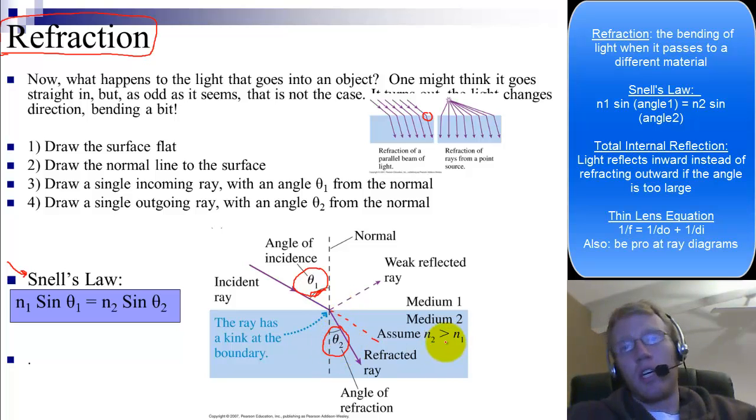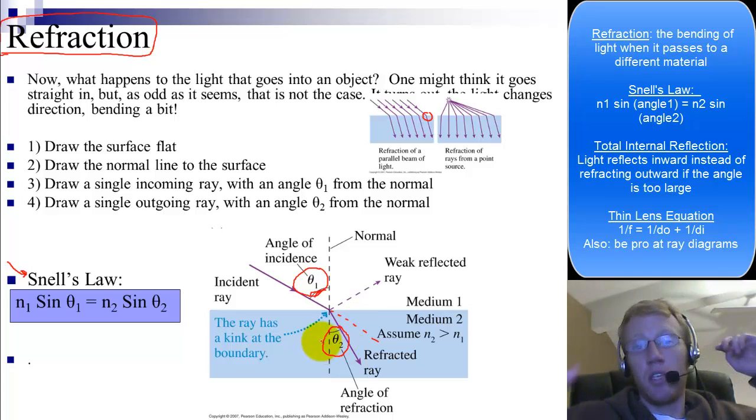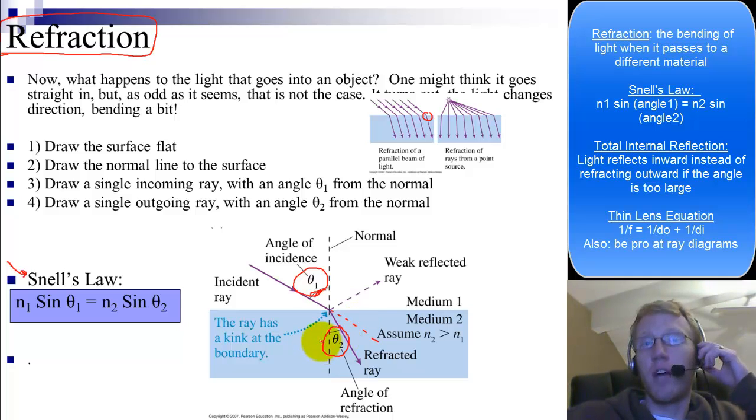So what I was talking about, how do you know which way to draw this? Well, if the index of refraction is higher, the angle is going to get smaller, whereas if the index of refraction is smaller, then the angle is going to get larger. So you can tell if it's bending away or bending towards based on looking at those two values for the index of refraction. Okay?